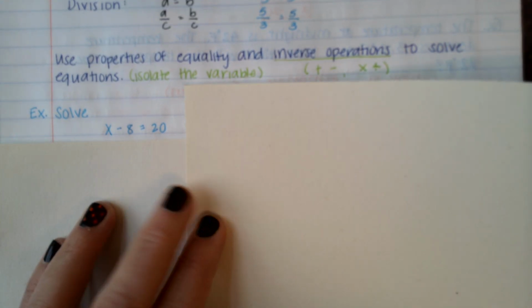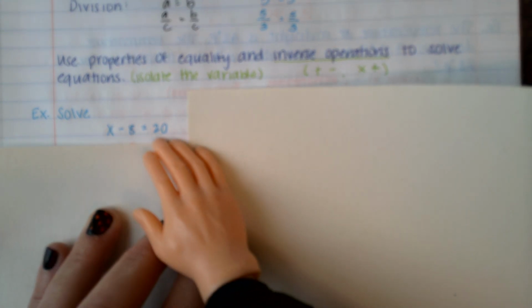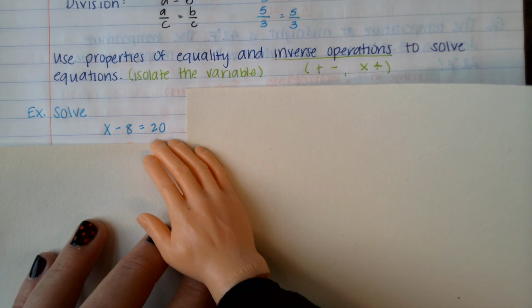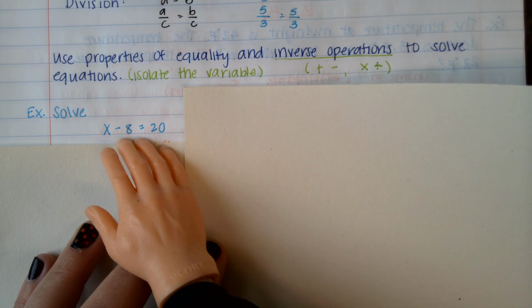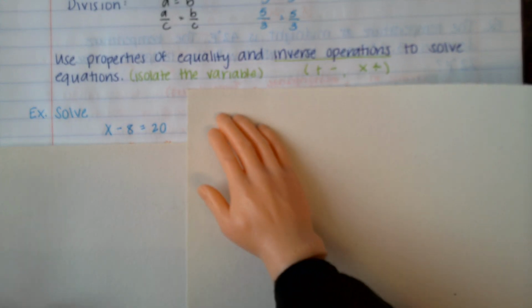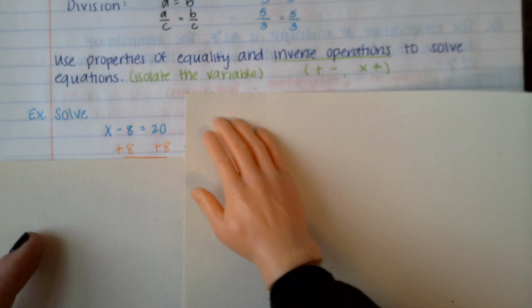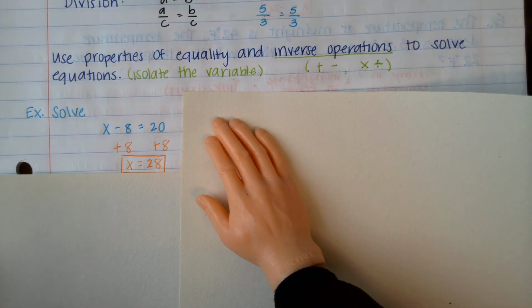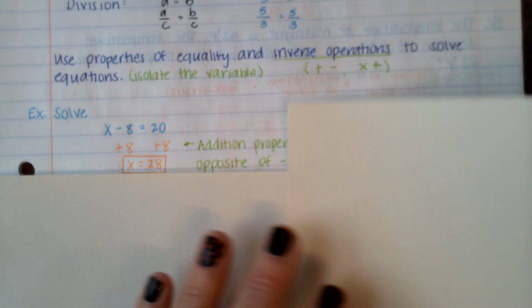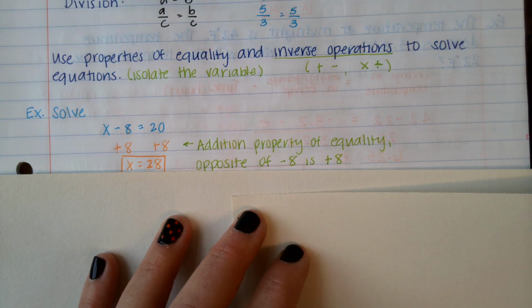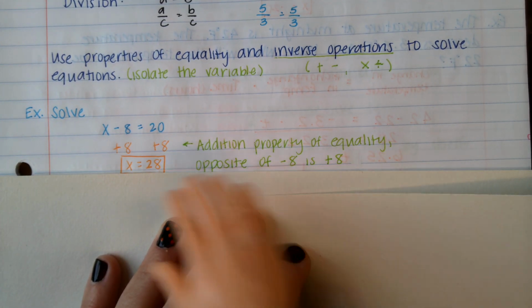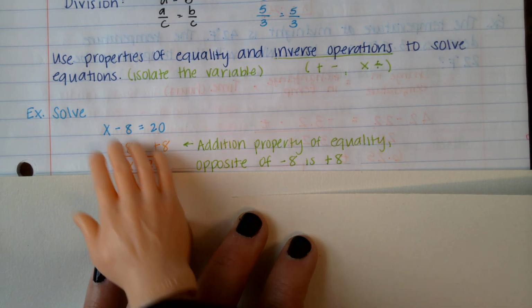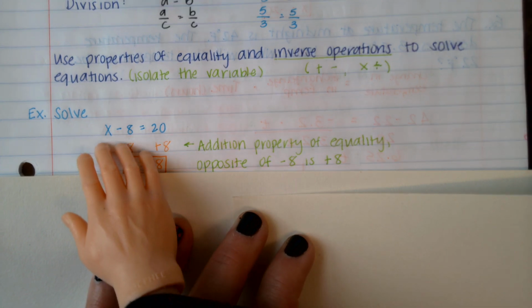So if we are solving x minus 8 equals 20, then I need to get this variable by itself. Right now it has a subtract 8, and the opposite of subtracting 8 is adding 8, and so if I add 8 to each side, I get x equals 28. And then we use the addition property of equality because the opposite of negative 8 is positive 8. And that makes negative 8 plus 8 is 0, which makes this go away, leaving just an x on the left side.